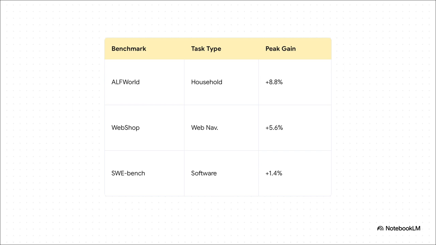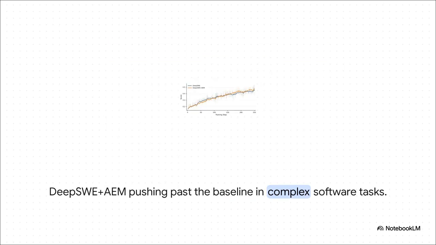web navigation in WebShop. But I really want to highlight that bottom row for you, SWE-bench Verified. A 1.4% gain there is highly significant because that benchmark requires the AI to autonomously resolve real-world GitHub issues. That means the AI is getting measurably better at writing real, functional software code entirely on its own. So the crucial point here is this.